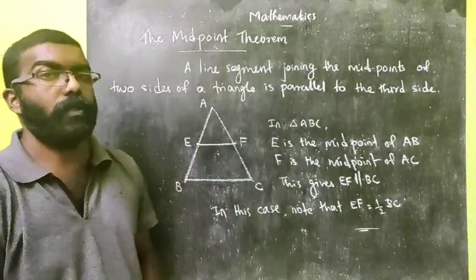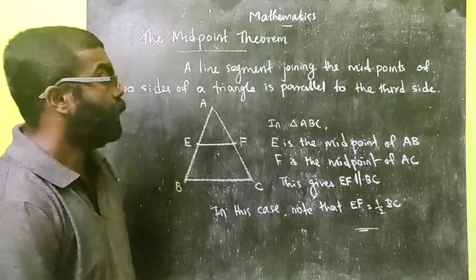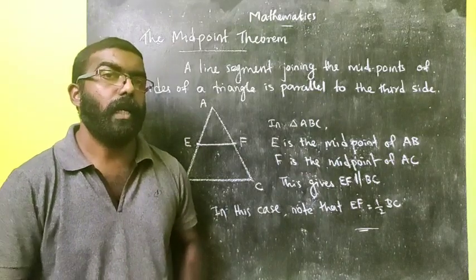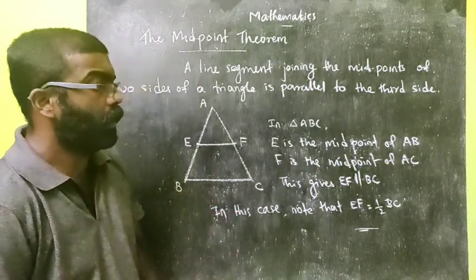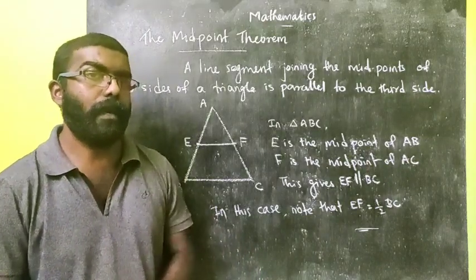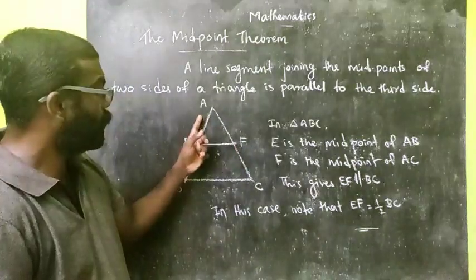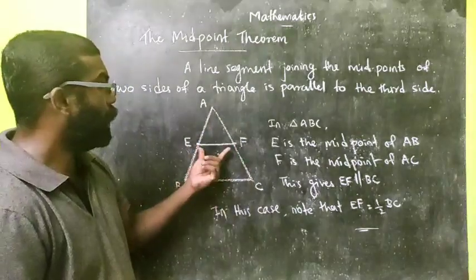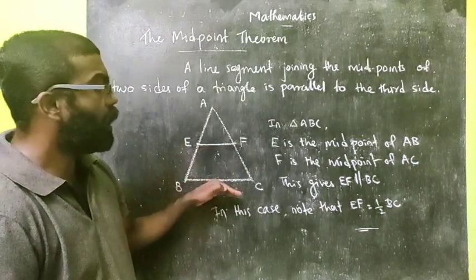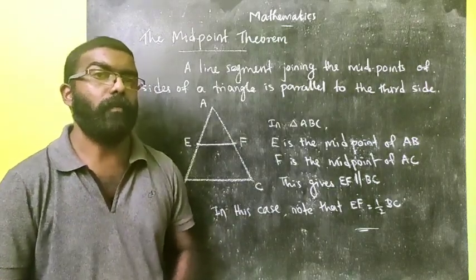So these 2 points you have to keep in mind while learning the midpoint theorem. A line segment joining the midpoints of any 2 sides of a triangle is parallel to the third side and half its length. So here E and F are respectively the midpoints of AB and AC, and hence EF must be parallel to BC and the length of EF is half the length of BC. That is what is known as the midpoint theorem. Clear?